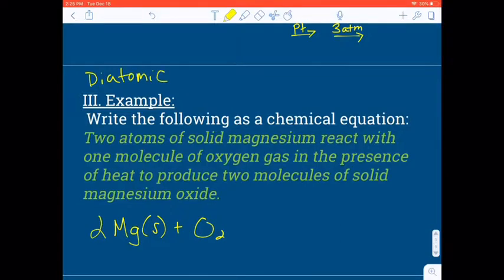So anything that's diatomic can't just exist as a single atom alone. It's always going to have another atom bonded to it. So oxygen is always just 2 oxygen atoms together.